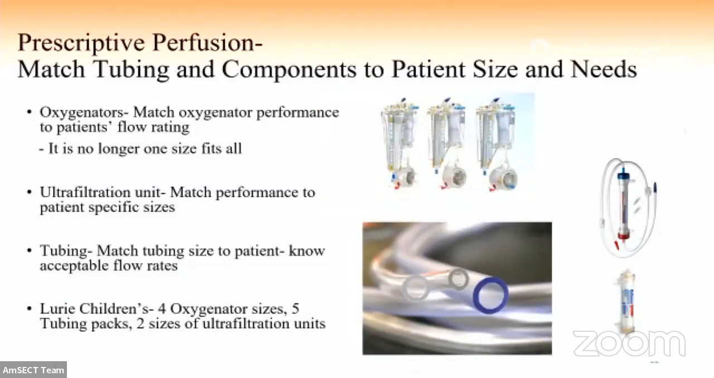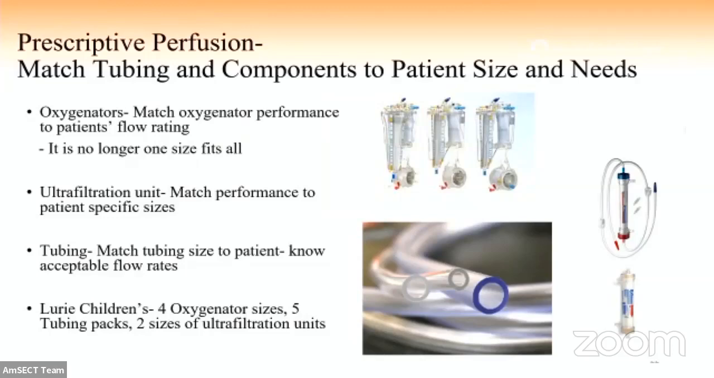So prescriptive perfusion was a hot topic, kind of a buzzword for many years too. And basically it is matching your tubing and your components to the patient's size. So it's no longer one size fits all, or you get one or two choices, that's it. You really want to prescriptively match everything to your patients. Ultrafiltration size even matters too. People always complain about the smallest junior and say, well, it's only 8 ml prime, it doesn't work that well. Well, of course it doesn't work well. It's small. You just have to expect that and stay ahead of it.